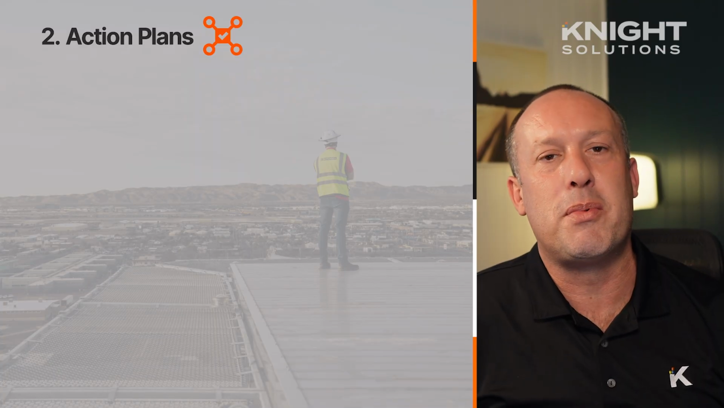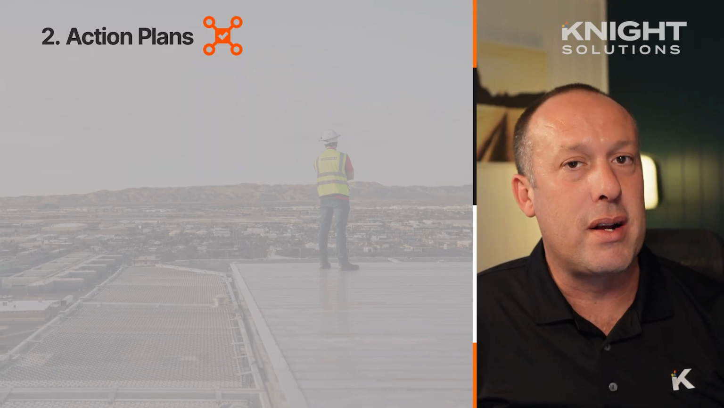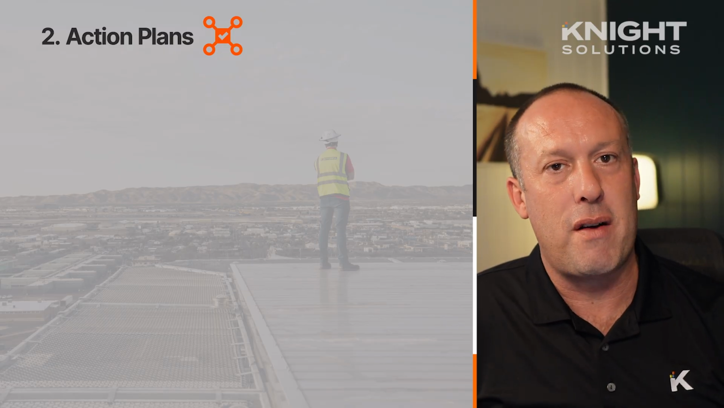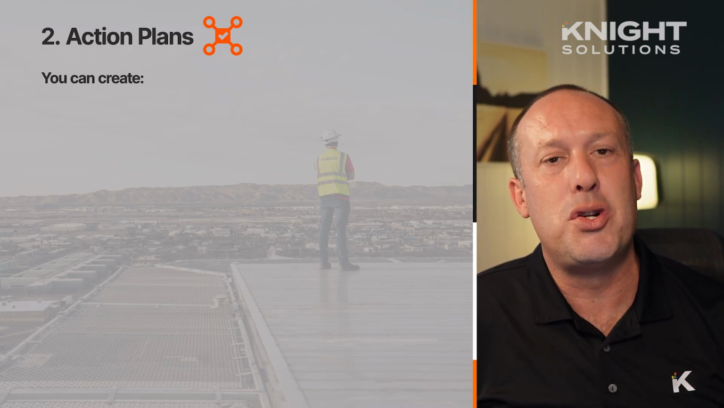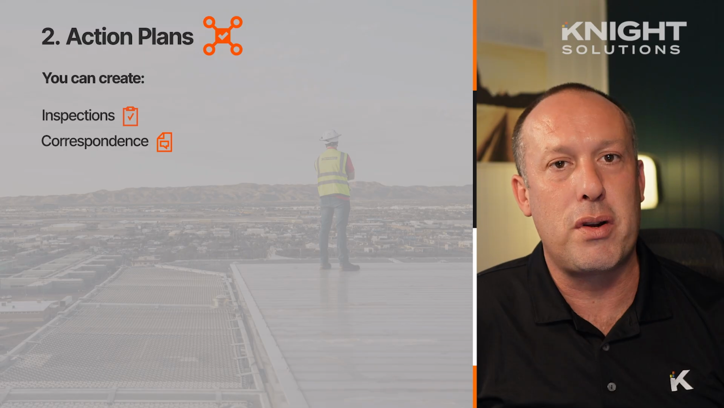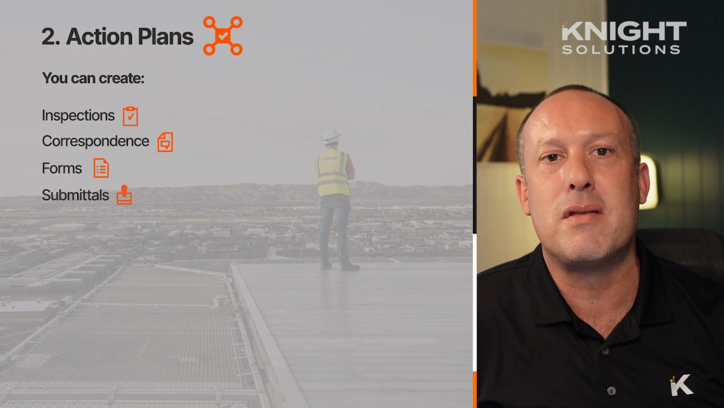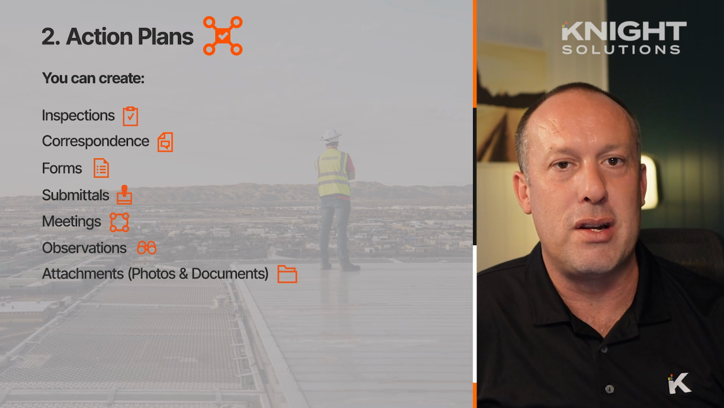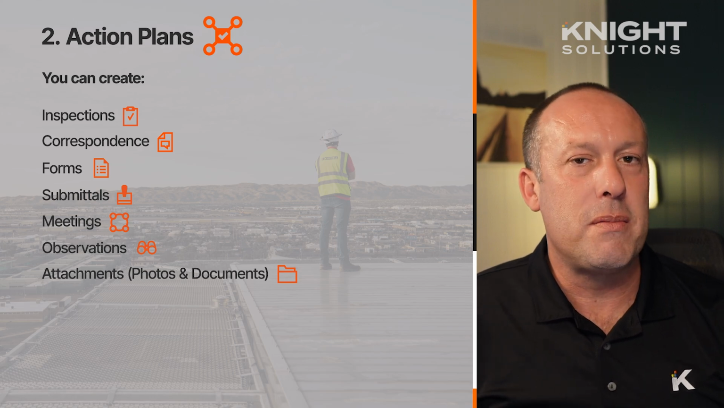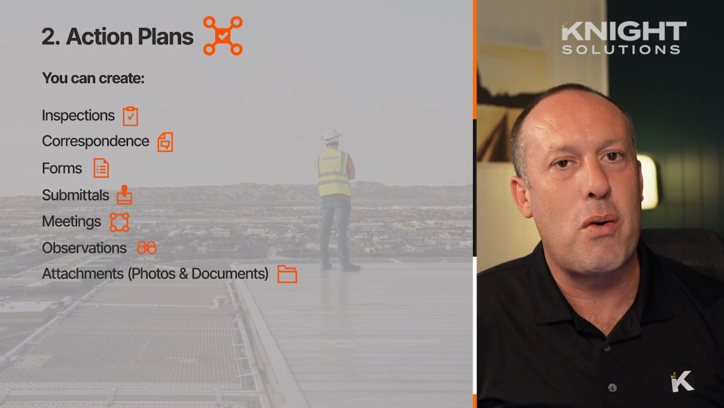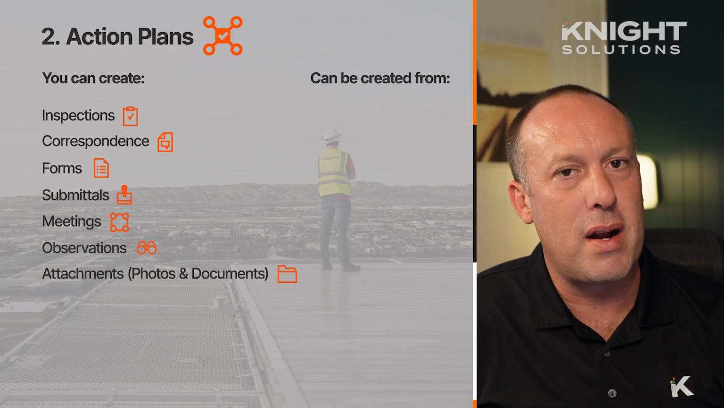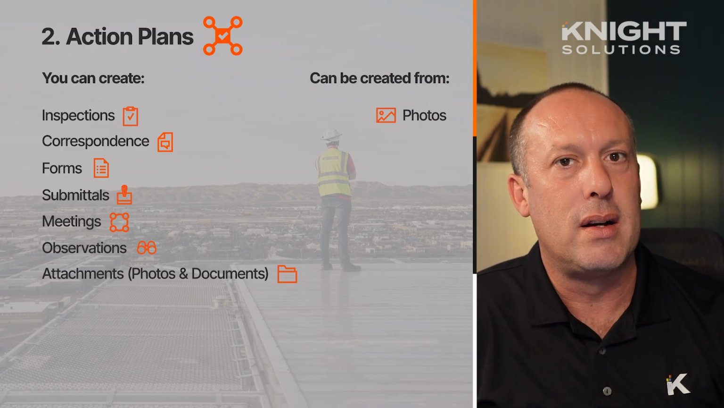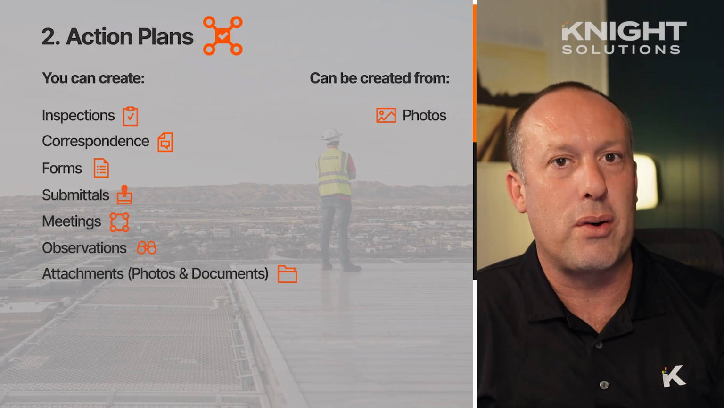Okay, coming into the top 2, number 2 and a very close second is action plans, one of the most connected tools by far. With action plans, you can create inspections, correspondence, forms, submittals, meetings, observations, and attachments, including photos and documents. In terms of creating action plans from other items, to some degree this can be created from photos, but generally action plans is really a creator of other actions using record types.